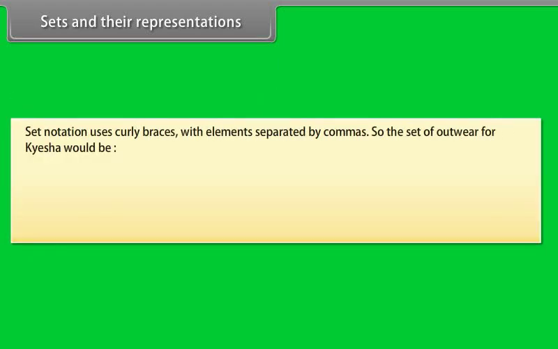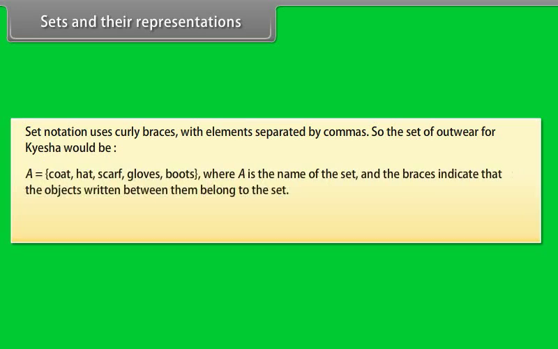Set notation uses curly braces with elements separated by commas. So, the set of outwear of Kesha would be A = {coat, hat, scarf, gloves, boots}, where A is the name of the set and the braces indicate that the objects written between them belong to the set. Thus, a set is defined as a collection of distinct objects.